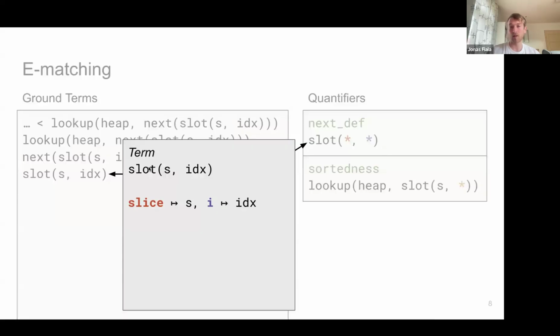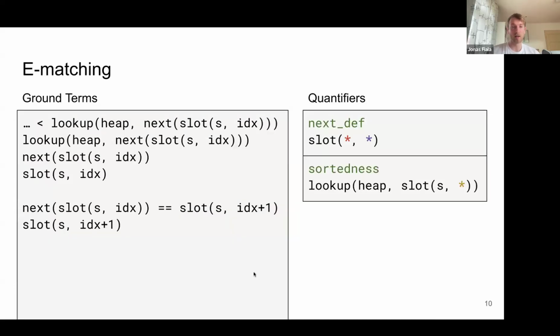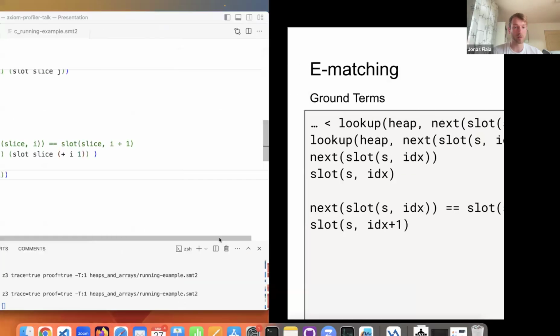Z3 will notice this, and it will take the quantifier and instantiate it. Namely, it will take the two arguments that it sees in the ground term and substitute those for the quantified variables. If we do that, we get this. This is the body of the quantifier with those variables substituted in. And now the process repeats. This is a new term that we know to hold within the SMT solver. It adds this to the list of ground terms, and it also adds all of the subterms. This is how the SMT solver will handle quantifiers.